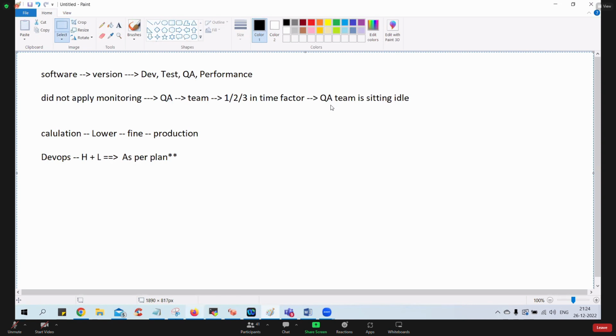Now I want you to take down a table. Then we'll move on to the DevOps stuff.